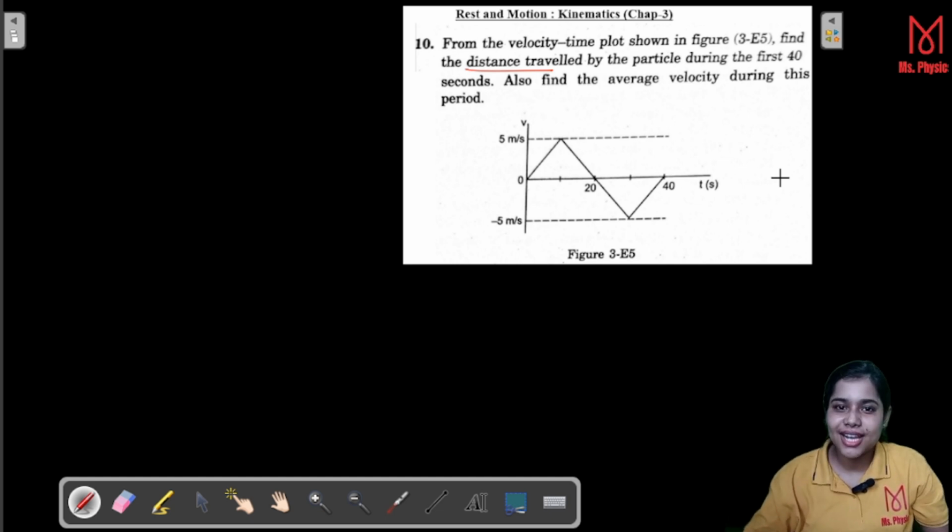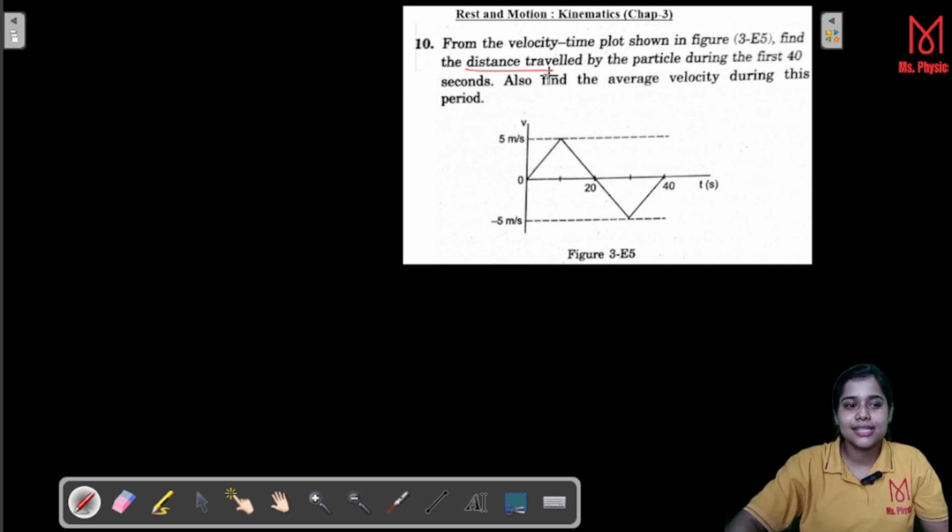Now here is your last numerical, the 10th numerical. I'm sure that since you already have the idea about the S-T and V-T graph and how to calculate the given terms, that is displacement and velocity from the given graph, you can do it by yourself. So here you see that a velocity time plot is given, that is V-t. Now you have to calculate the distance traveled in 40 seconds, right?